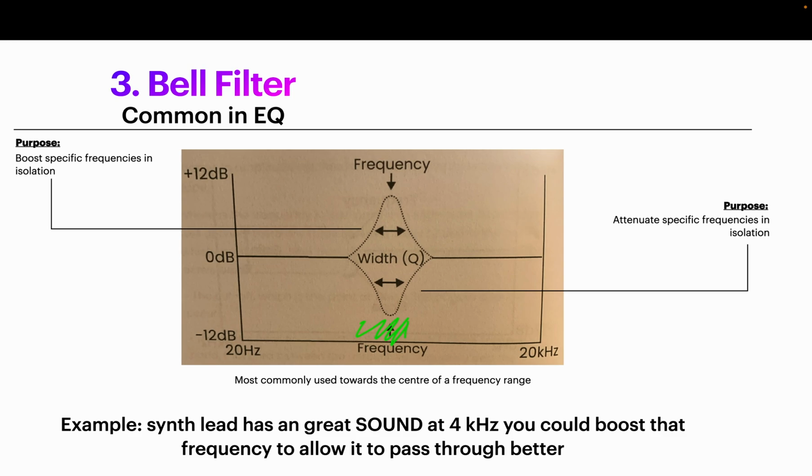One thing I do want to mention is this Q value. So this is very, very important. Q value basically is the width. So it's this arrow here and this arrow there. It's the width of this bell filter, or how wide it's going to be, and you can adjust this in an EQ.